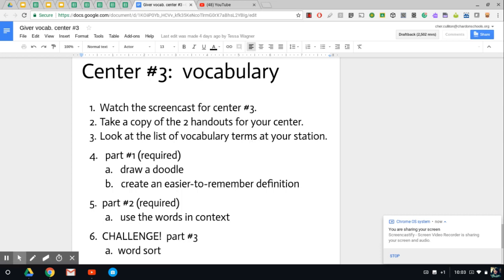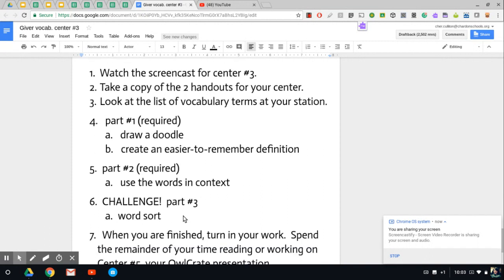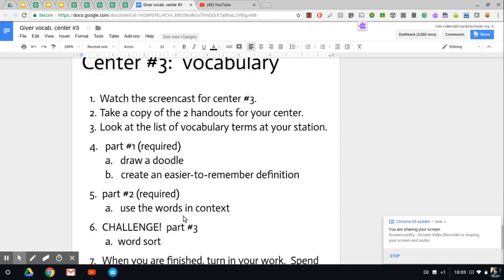For center number 3, you're going to be previewing some vocabulary for the novel that we're going to be reading in the upcoming week or two. We're going to start reading The Giver. So you're going to be doing some vocabulary work to prepare for that. So at your center, you're going to have a handout that you need to take that's required. And then there's another one that is labeled as a challenge, as a word sort.